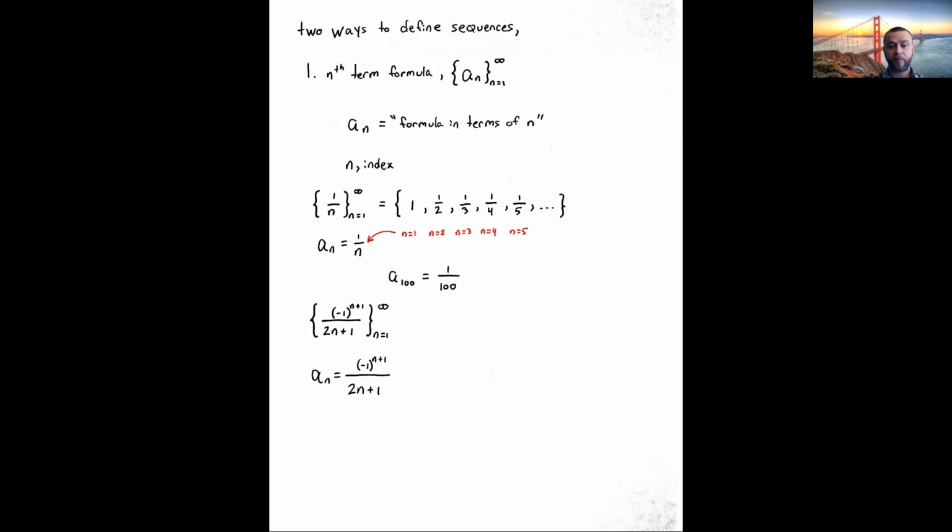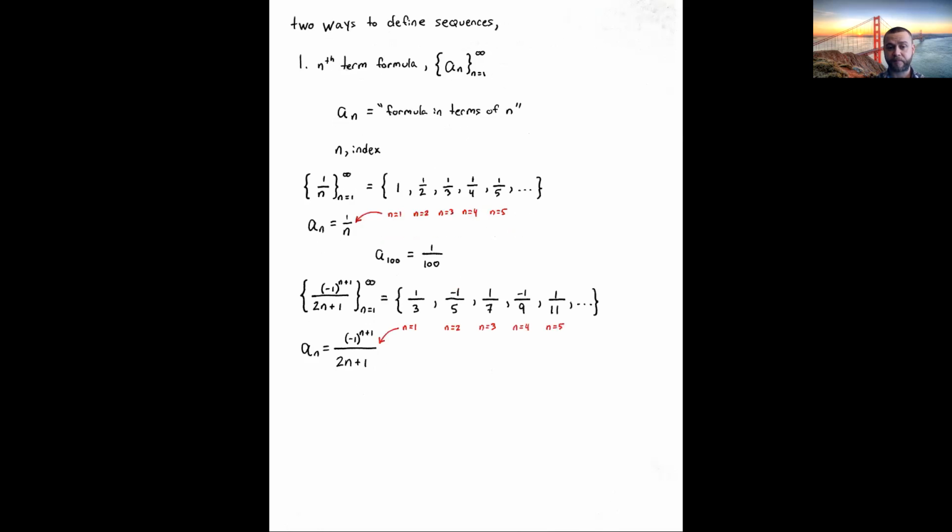Welcome back. If we start by plugging in n equals 1, the numerator, -1 to the n plus 1, will become +1. And then in the denominator, when n is 1, we get 2 times 1 plus 1, which is 3. So our first term for n equals 1 should be 1/3.